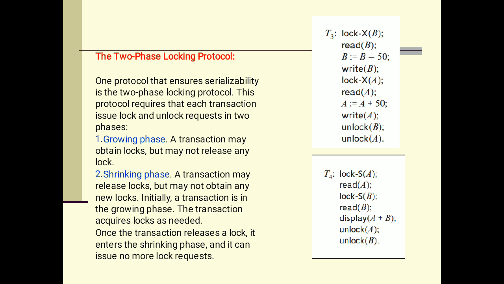So in these transactions, initially the transaction is in growing phase and then it will enter into shrinking phase. So this is how two-phase locking protocol of the transaction works.